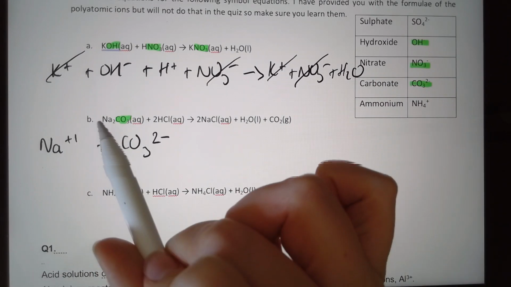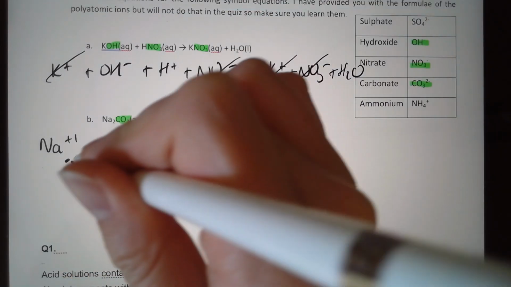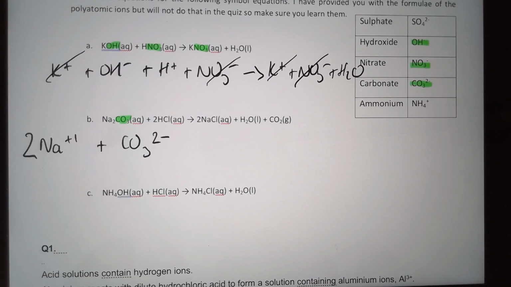And I can see from my formula that I've got 2 sodiums. Again, I'm not going to write the 2 down small. Those sodiums won't be bonded to each other. They repel. I've got 2 separate sodiums, so I'm putting that 2 in front.